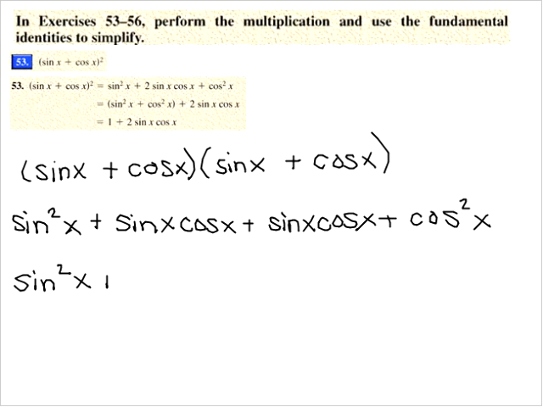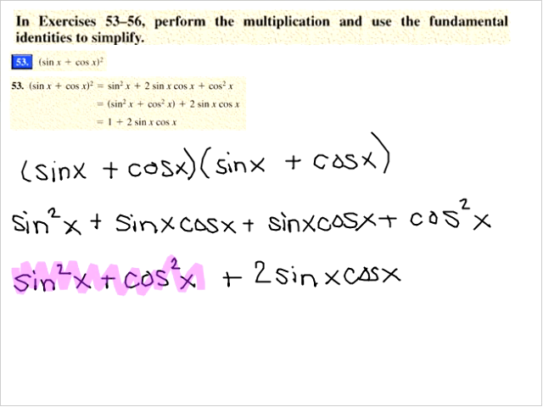Let's combine like terms. Since it's commutative, I'm going to rewrite my problem. The reason I rewrote the problem is because I have a Pythagorean identity right here. We know that sine squared x plus cosine squared x equals 1 using that Pythagorean identity. If I replace that with 1, I end up with 1 plus 2 sine x cosine x.